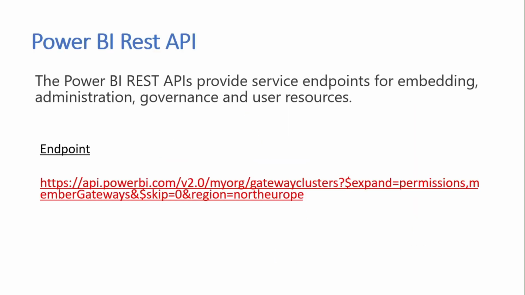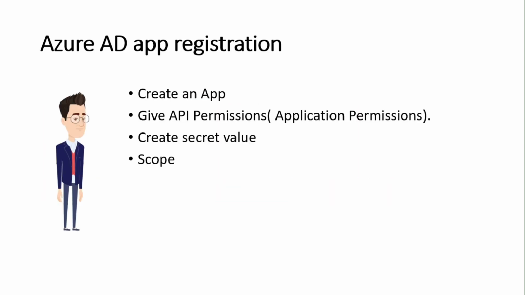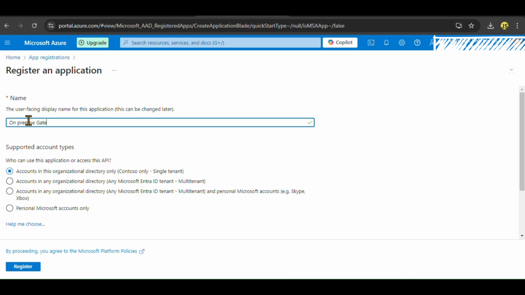The Power BI REST APIs provide service endpoints for embedding, administration, governance, and user resources. Here is the endpoint, which will get the on-premises data gateways from the Power Platform Admin Center. In order to achieve this, we need to perform a few steps. Yes, we need to configure an Azure AD app registration. We need to create an app, provide API permissions, generate a secret key and define scope.